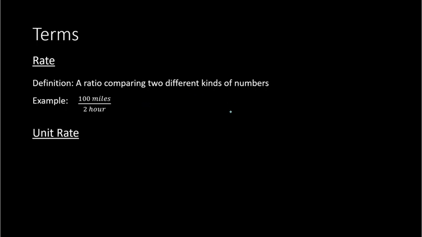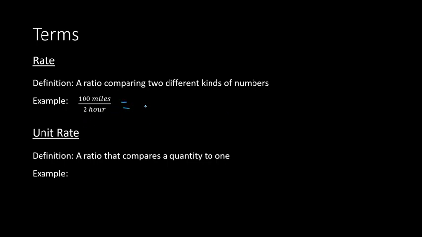So you have what's called a unit rate, which is a ratio that compares a quantity to 1. For example, this 100 miles per 2 hours, you might want to write as a rate where you're comparing it to 1 hour. To do that, you're going to have to divide the 100 by 2. That's going to give you 50. So it's 50 miles for 1 hour. That would be a unit rate. So we're comparing something to 1 unit of something else.